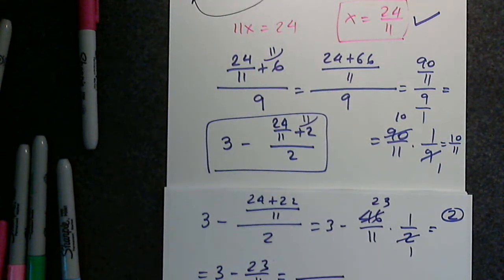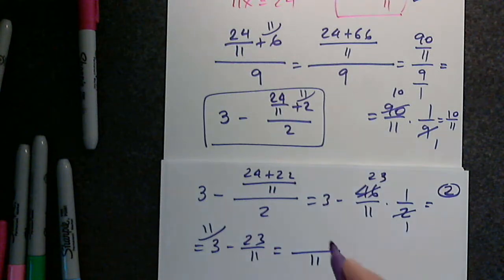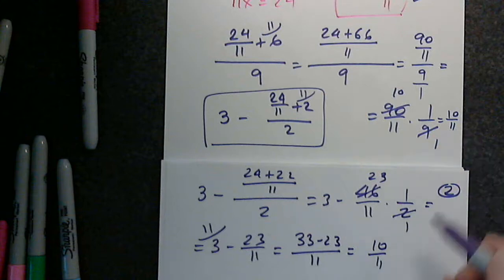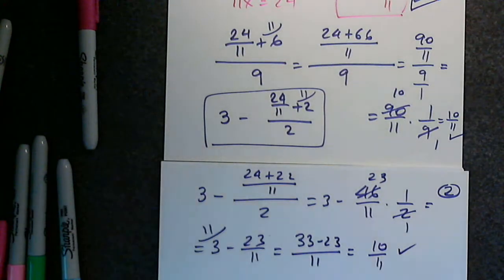The least common denominator must be 11. I have to multiply the top by 11. So this is 33 minus 23, which is 10 over 11. I get the same thing. Yes, yes. This must be true. Any questions? Is this clear now?